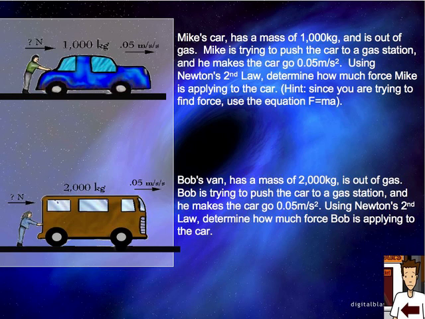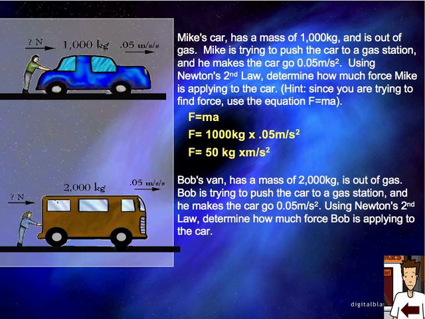All right, so we use Newton's second law to solve problems often. Here's a couple examples. Mike's car has a mass of 1,000 kilograms, and it's out of gas, and he's trying to push it to a gas station. If he makes the car accelerate at 0.05 meters per second squared, you can use Newton's law to determine the force that he applied. Force equals mass times acceleration. The mass of the car is 1,000 kilograms. The acceleration is 0.05 meters per second squared.